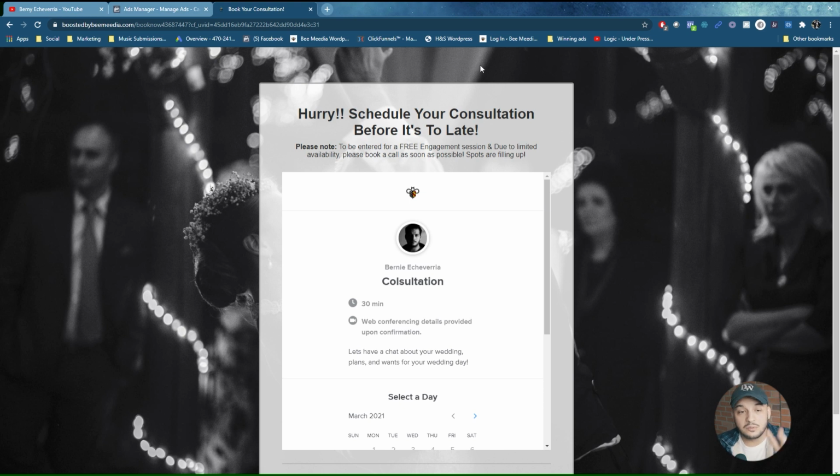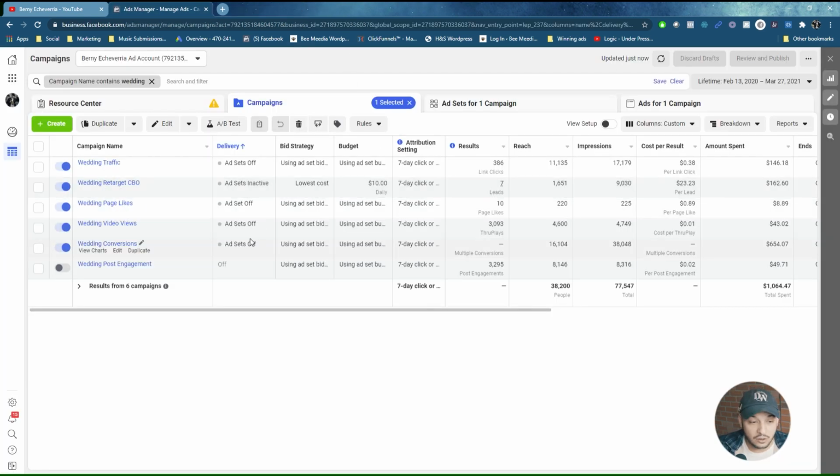So this would be the, I guess, sales end of it, right? Where you're capturing the information and where you need a good system to capture information. On the back end over here, you guys can see that I have a wedding traffic ad, meaning that I sent people to the website. I had conversions here that I don't think I ever really got too many conversions on, but it did get me a whole lot of brand new people.